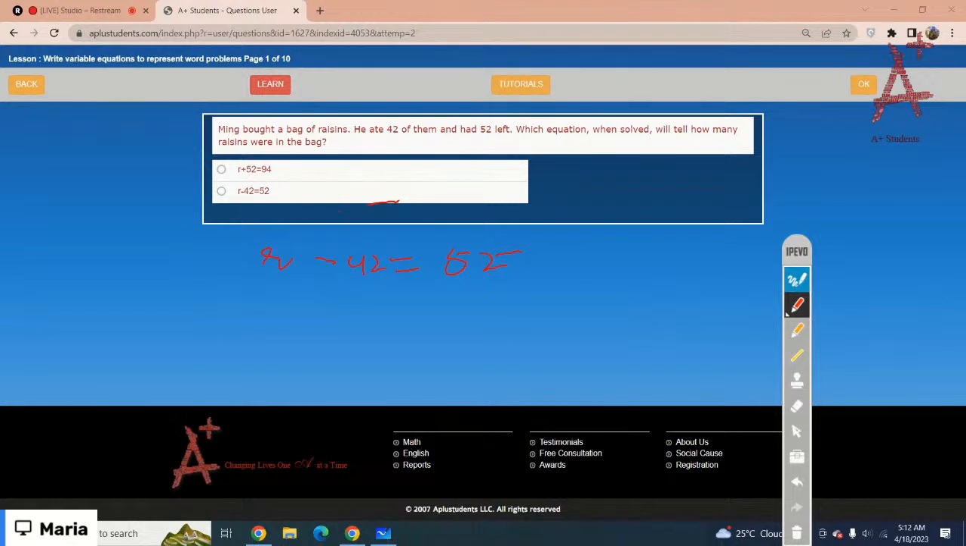It would be r minus 42 equals 42. Got it? Just understand the question and write down the numerical expression.